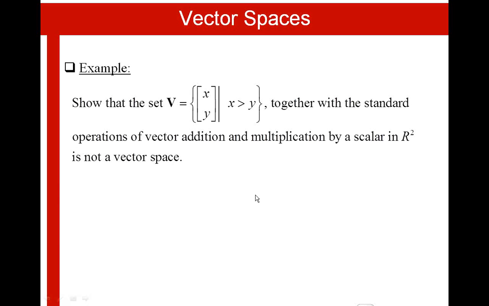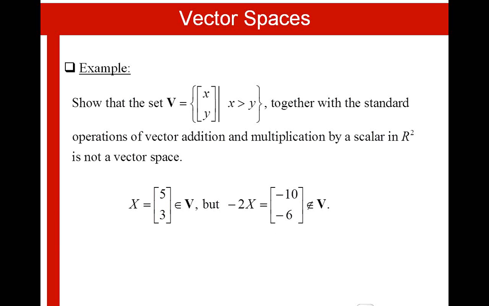Example: show that the set V, which is equal to any vector (x, y) such that x is greater than y, where x and y belong to R, together with the standard operations of vector addition and multiplication by a scalar in R2, is not a vector space. In other words, we have to show that this set that has this rule is not a vector space by referring to the properties that we have seen before.